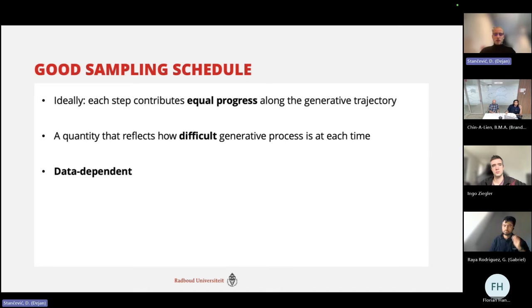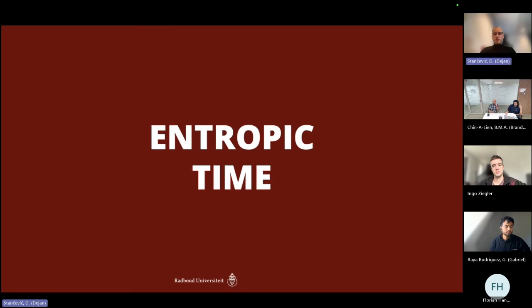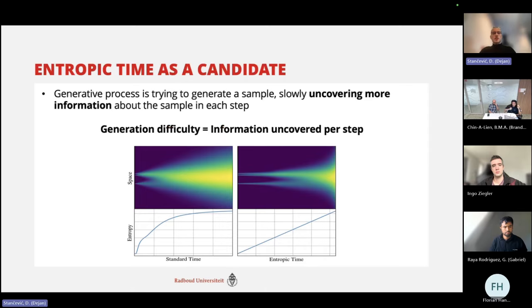So our proposal in this paper is that a good candidate is entropic time. So why entropic time? Well, we can think of the generative process as slowly uncovering more and more information about the sample that is generated. At the beginning, it's pure noise, so we don't know anything. We only know basically the mean of our data distribution. But then slowly, as we continue generating a sample, we denoise more and more, and we start seeing our sample.